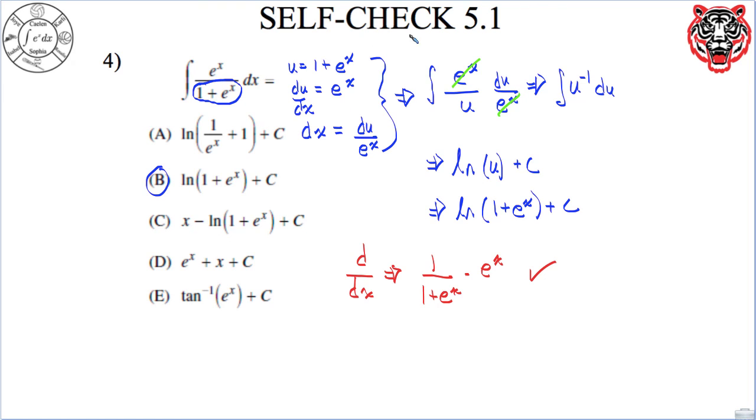All right. Make sure you do self-check 5.2. Give yourself, I don't know, is it 4 problems? I haven't actually looked ahead. 2 minutes per problem, and look for the video solutions next. All right, thanks.